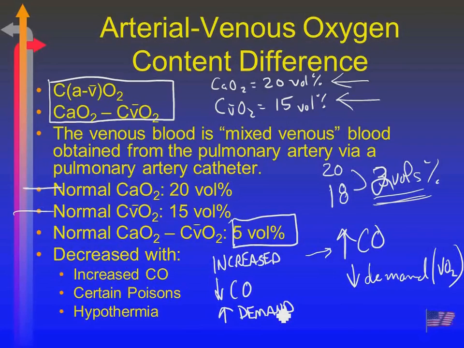Got the gist of it? So this oxygen content difference can give us an idea of how supply and demand are working hand in hand. Am I supplying sufficient for the patient's demand? If that value is not 5, roundabouts, then either I have a problem with supply or I have a problem with demand, or maybe both.